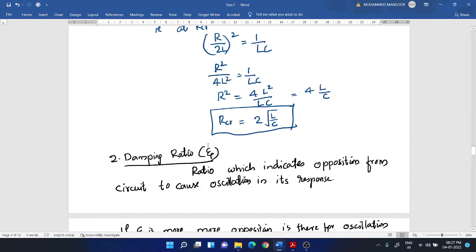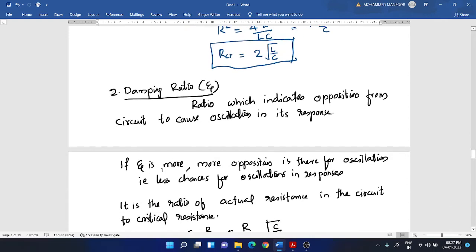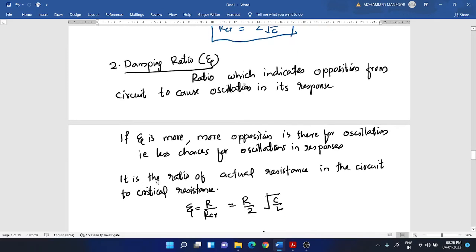So that part is denoted by this ratio, damping ratio. If theta is more, so damping ratio is denoted by theta. If theta is more, that is damping is more, there is more opposition. Clear? The more opposition there is for oscillation, that means there is less chance for oscillation in the response if theta is more, and vice versa. So it is the ratio of actual resistance in the circuit to critical resistance. Theta is equal to R divided by RCR.